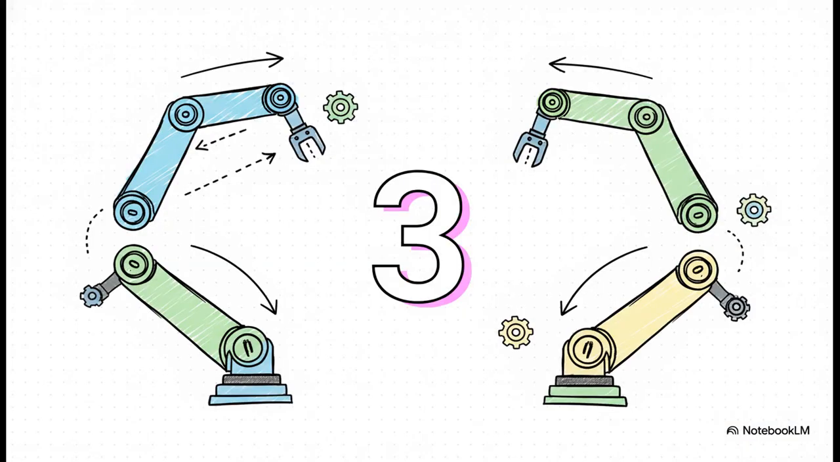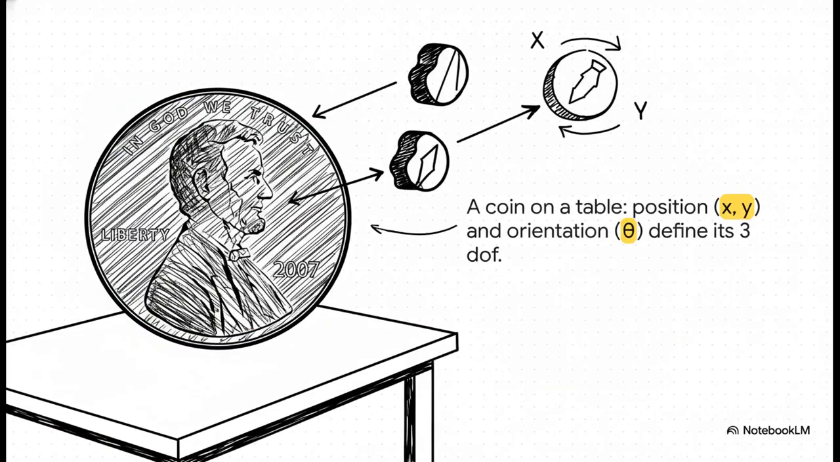So let's level up. What would a system with 3 degrees of freedom look like? A coin on a table is just a perfect example of this. So we need 2 knobs to tell us its position, right? One for sliding it left and right, that's our X, and another for sliding it up and down, that's our Y. But wait, that's not quite enough, is it? We also need a 3rd knob to describe which way it's facing, its rotation. So that gives us 3 independent control knobs, 3 degrees of freedom.